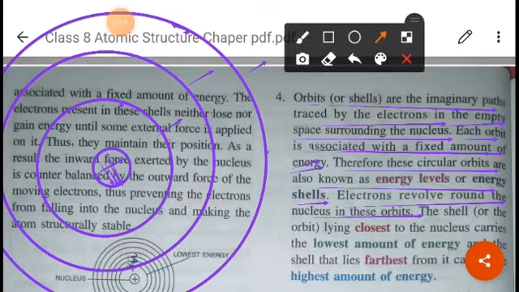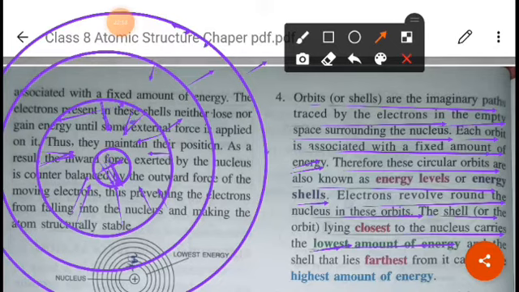Now next, the shell, or we can say the orbit, lying closer to the nucleus carries the lowest amount of energy. This one is just next to the nucleus, right? If we are talking about this orbit or shell, it is very near to the nucleus, so the energy of this shell will be lowest. As you can see here, the energy of this will be more, this will be more, but this one will be less.